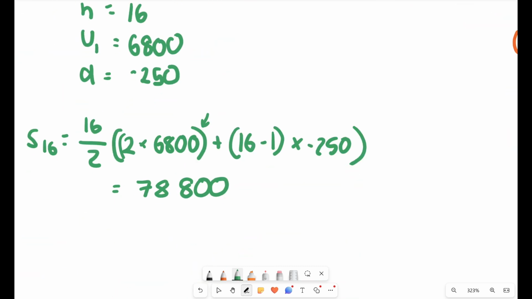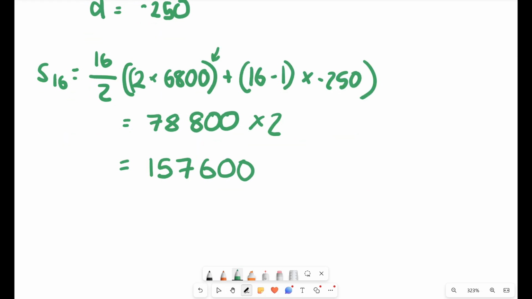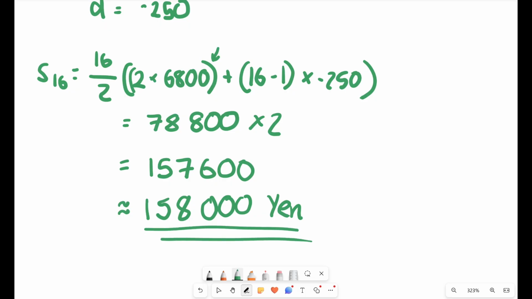So the last thing that we would have to do here, a very important last step, would be to multiply our answer by 2. So we would do 78,800 multiplied by 2, and our answer would be 157,600. Now in the IB, you typically want to, if not specified, round your answers to 3 significant figures. So our answer would be 158,000 yen. There we go. And that would be our answer to part C.